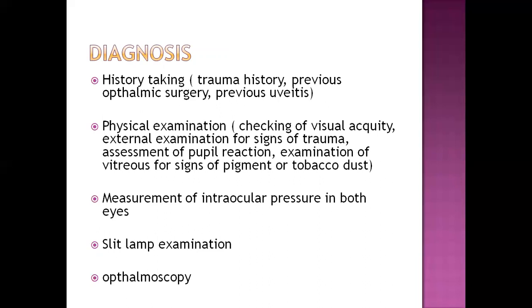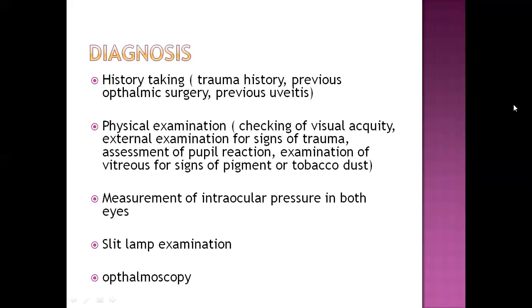In physical examination, we should check visual acuity. There should be external examination for signs of trauma. Assessment of pupil reaction should be done. Examination of the vitreous for a sign of pigment or tobacco dust can also be done because this detachment can occur also due to the presence of a foreign body in the eye.